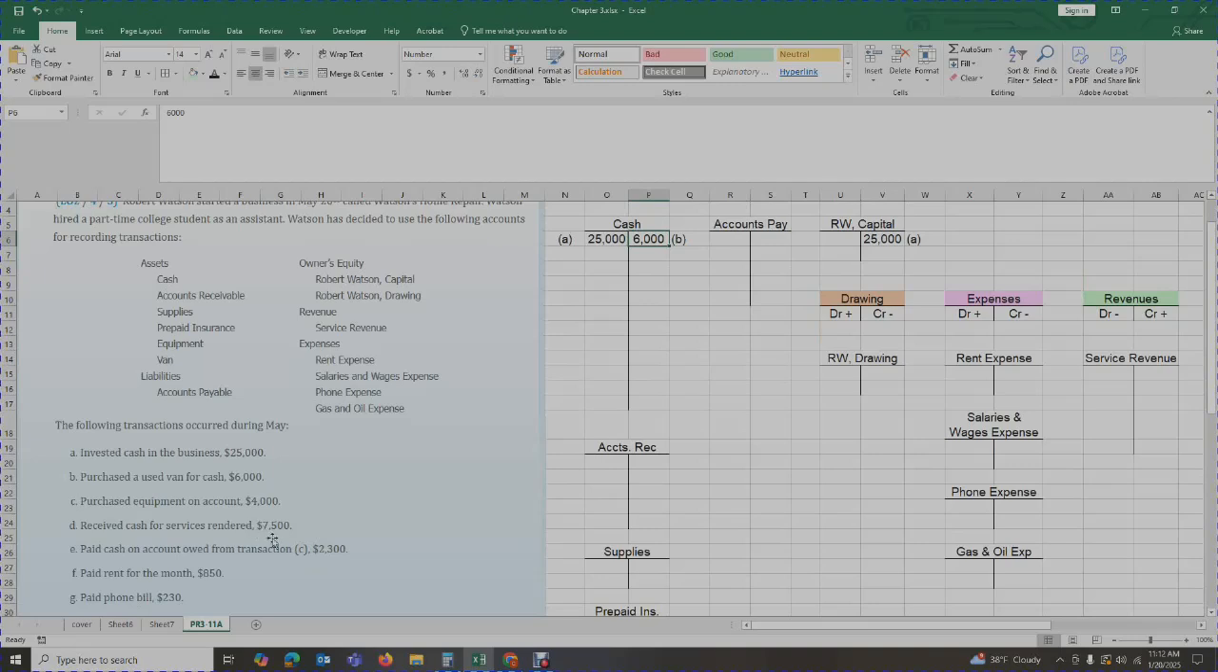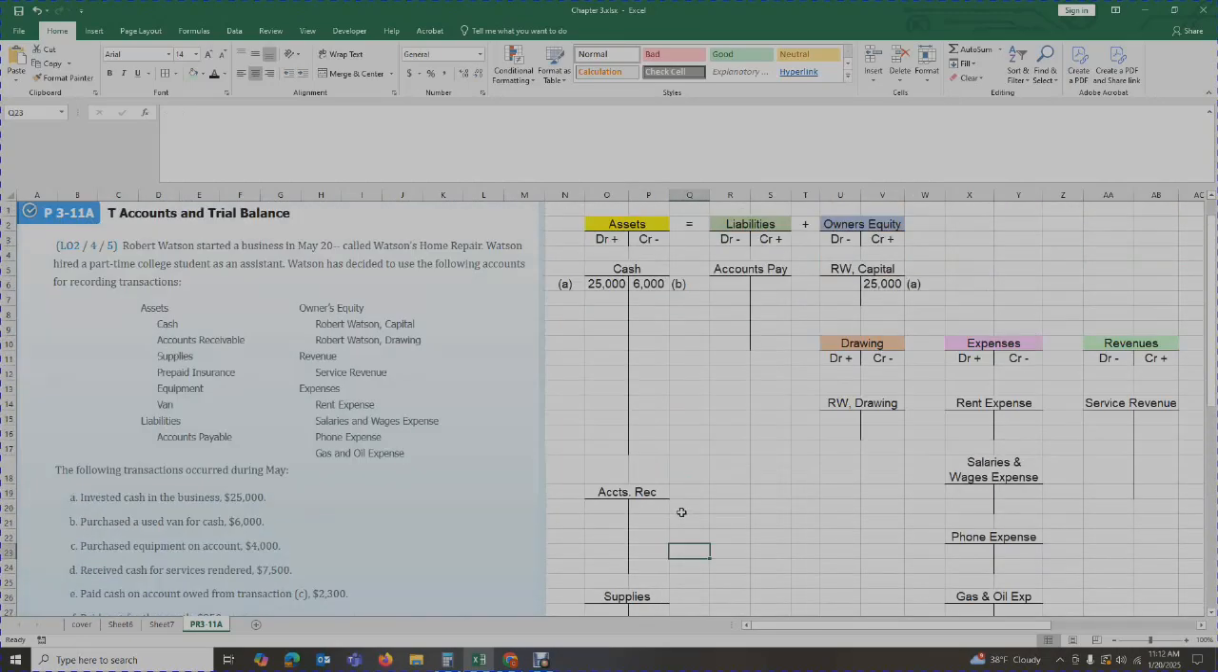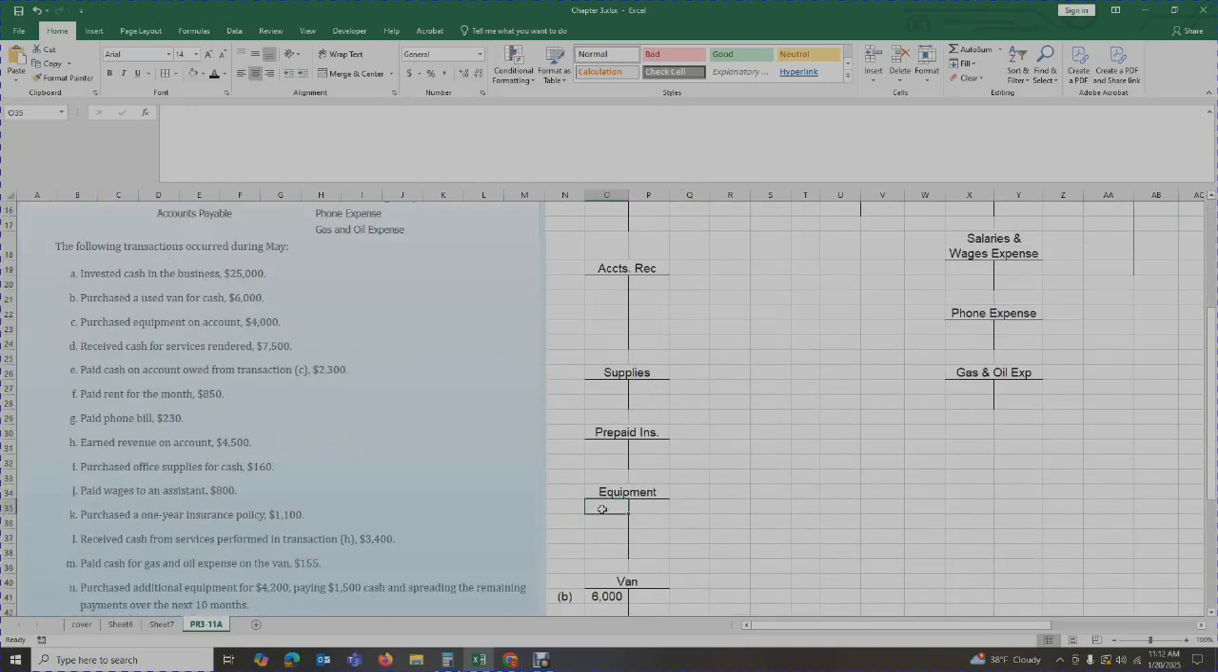Letter C. You purchase equipment on account, $4,000. So we bought equipment. So do we have more or less equipment? I've got more equipment because I bought equipment. So if I've got more, my equipment is increasing. So my equipment is going, this is letter C. Okay. I just bought equipment of $4,000. My equipment is increasing. And it says I purchased my equipment on account.